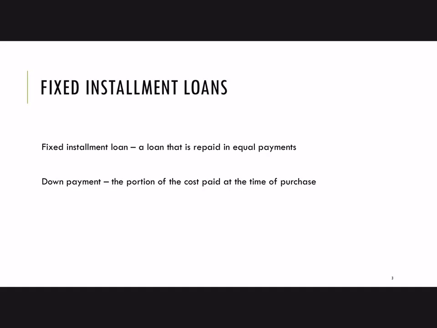So often when you buy one of these items, like a car or a washing machine, something like that, you do pay a portion of it up front, and then the rest gets financed and paid off over time.